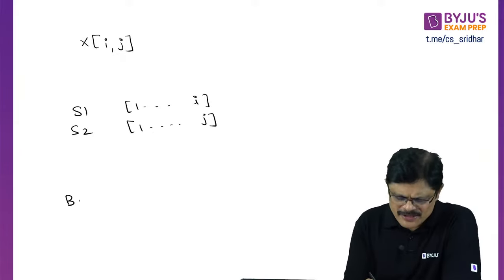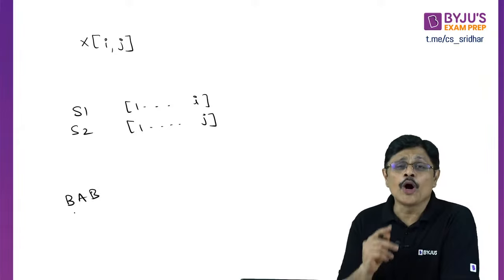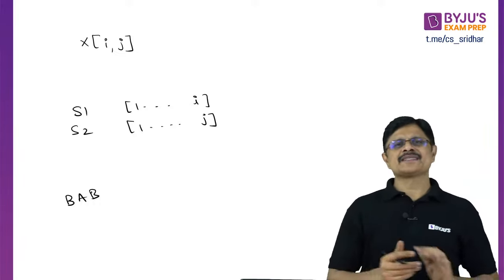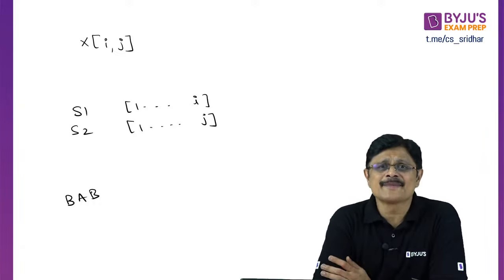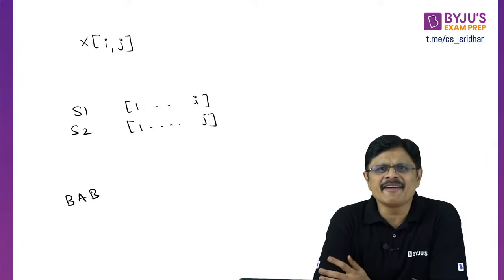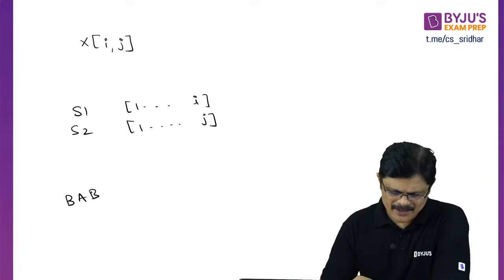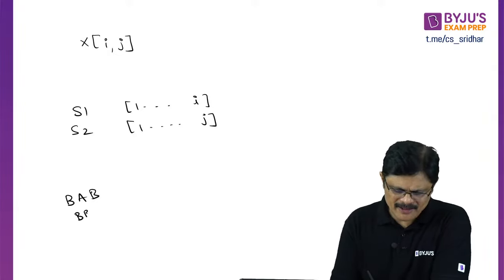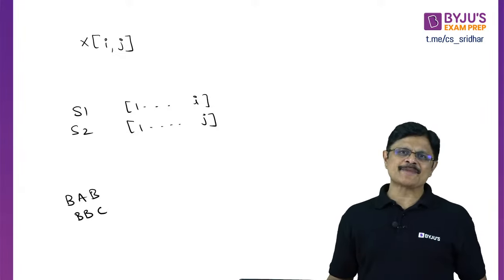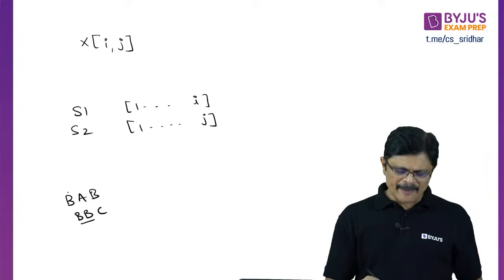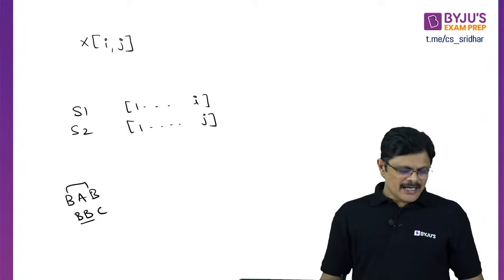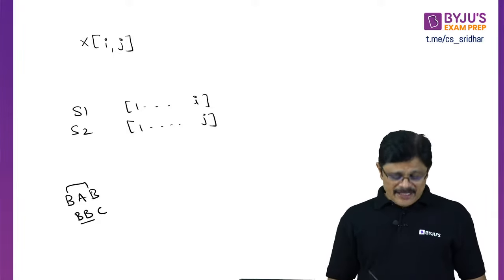For example, I will give you a simple example: BAB, longest common subsequence. What do you mean by subsequence, my dear friends? A subsequence is a sequence obtained by taking zero or more symbols from anywhere. Now if you see BAB and BBC, what is the longest common subsequence for this, sir? See here BB and BB. That is the longest common subsequence, my dear friends. The longest common subsequence is BB. Now how to find it?